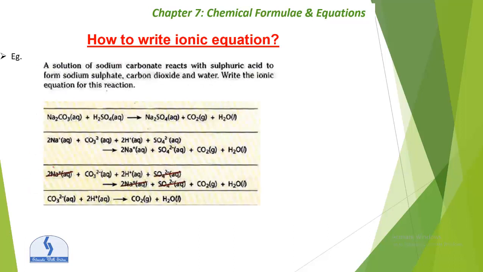Now next is how to write an ionic equation for another example. A solution of sodium carbonate reacts with sulfuric acid to give sodium sulfate, carbon dioxide and water. I want you to solve it yourself first, then see the solution which I describe in the video. First take the example and do it on paper yourself, right?